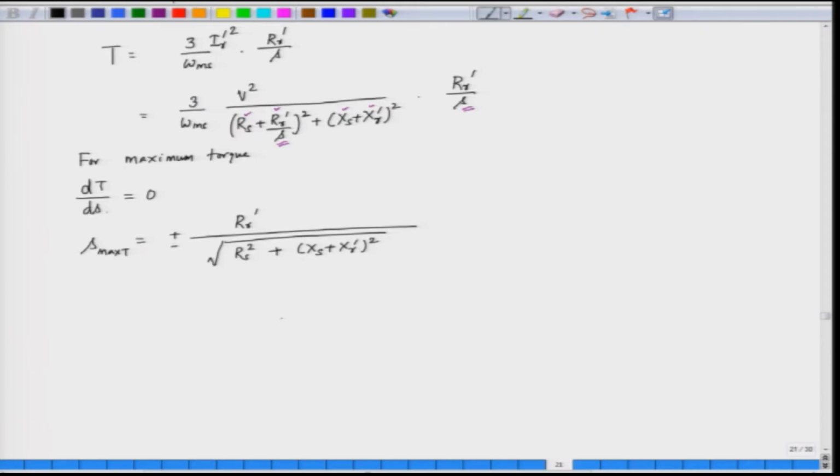So, what we get here is that the maximum slip is given by plus minus R r prime by under root R square plus (X s plus X r prime) whole square. It means there is a positive slip, there is also a negative slip. So, there is a possibility that an induction motor can operate for a positive value of slip, it can operate also for a negative value of slip.